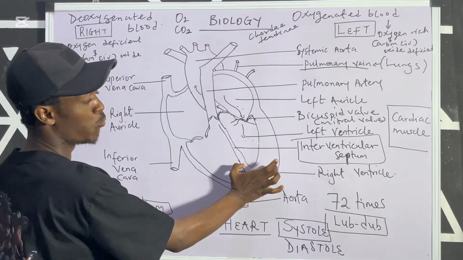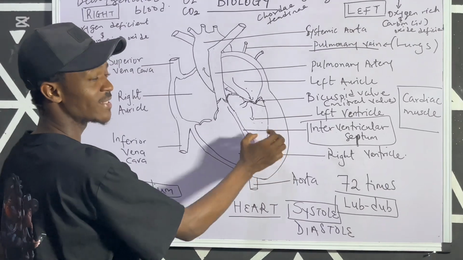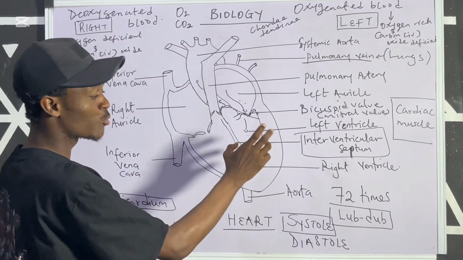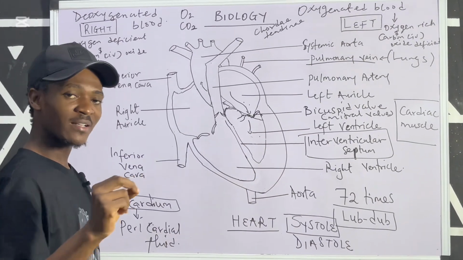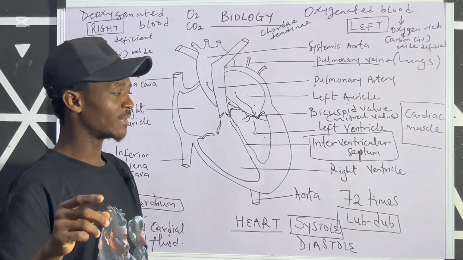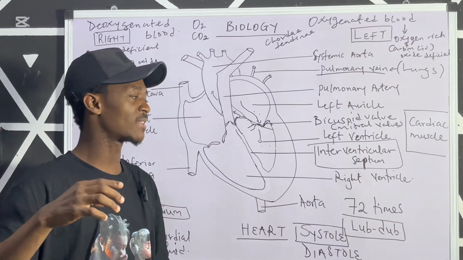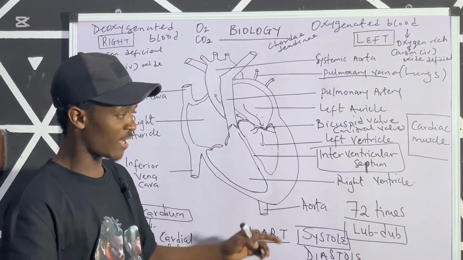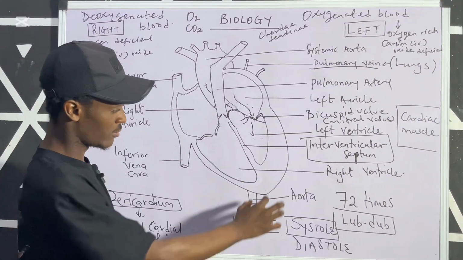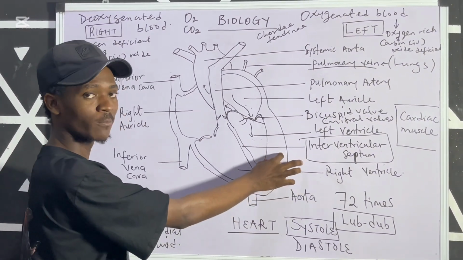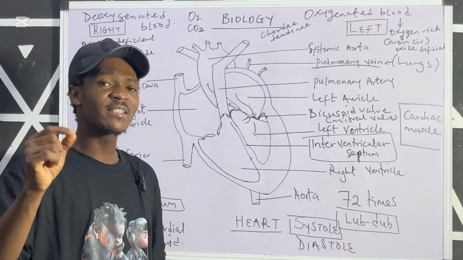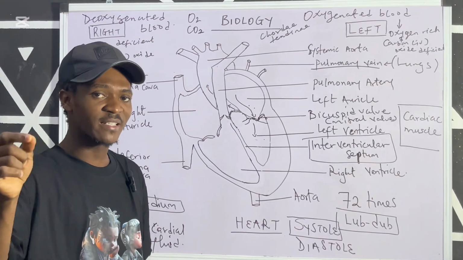You tend to know that the wall here is thicker. In fact, it's even considered to be the thickest. So if you are asked a question in your exam, what chamber of the heart is the thickest? It is actually the left ventricle, considering this space. This is like the wall. And why is it considered to have the thickest wall?